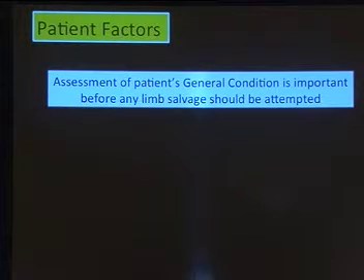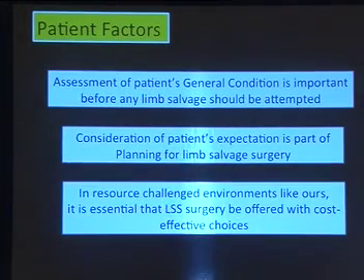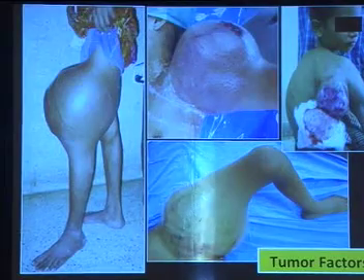So, finally, concluding the patient factors, assessment of patient's general condition is important before any limb salvage is attempted. Consideration of patient expectation is very important, and this is an important part of the planning for limb salvage surgery. And in resource-challenged environment like ours, it is essential that limb salvage surgery be offered with cost-effective choices. You respect the patient's financial status and offer him the choices that are available for that particular patient.